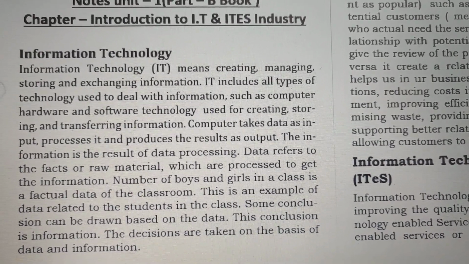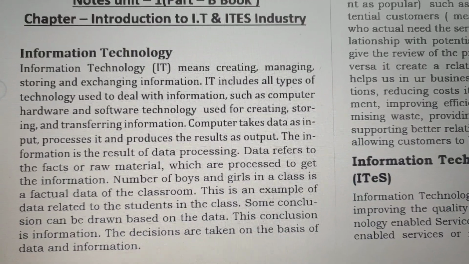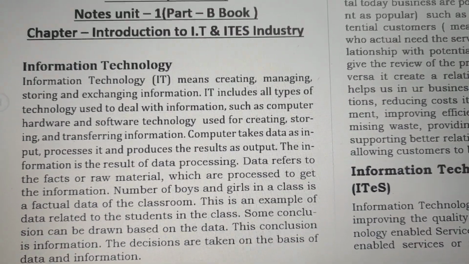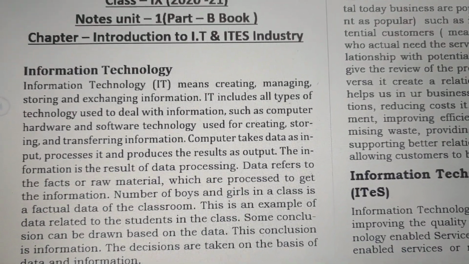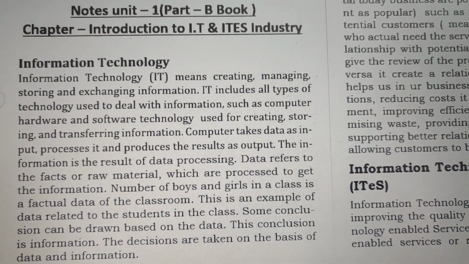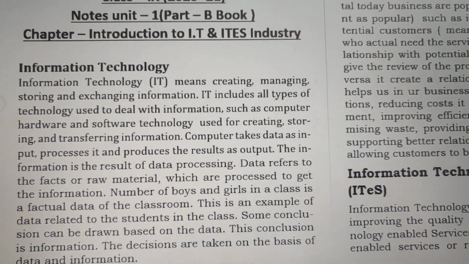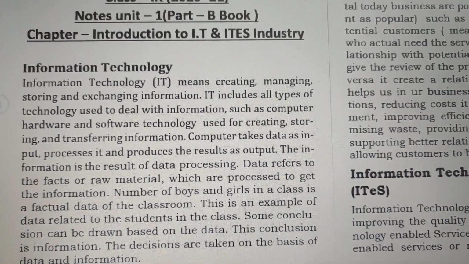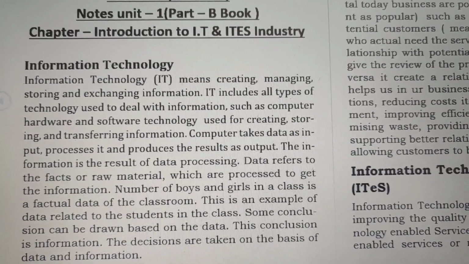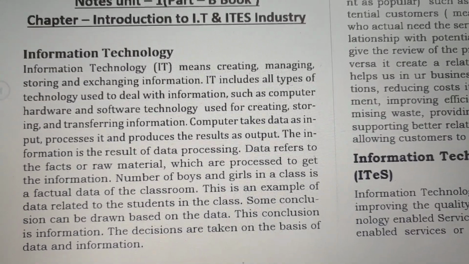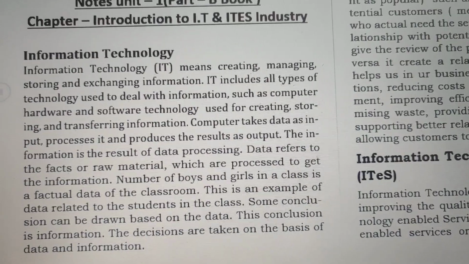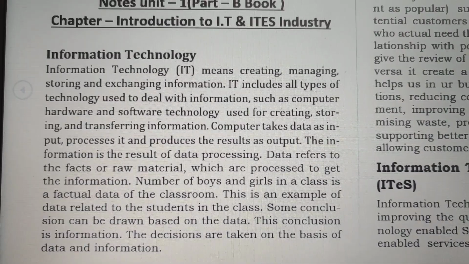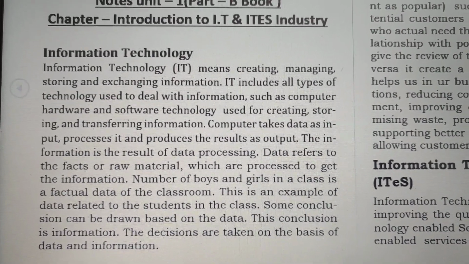Here the computer takes data as input, processes it and produces the result as output. You all know the computer works in two patterns: first is input and second is output. So first the computer takes data as input, processes it, and gives the result as output. The information is the result of data processing. Data refers to facts or raw material. The data we provide, on which the computer is processing, we call data, to get the information.